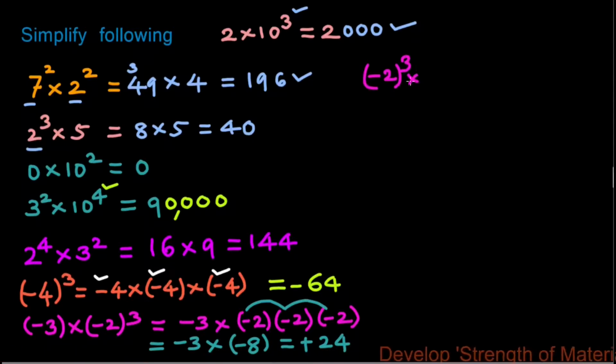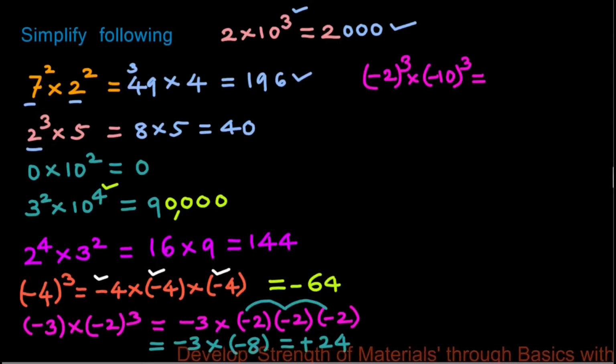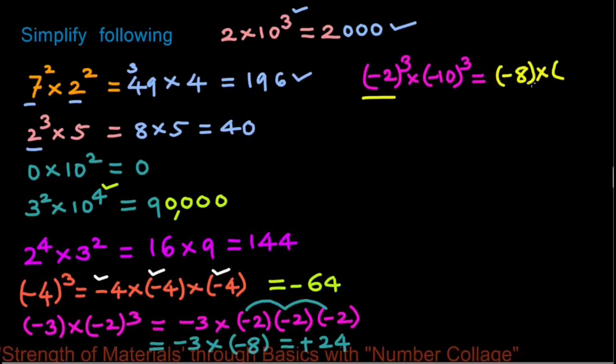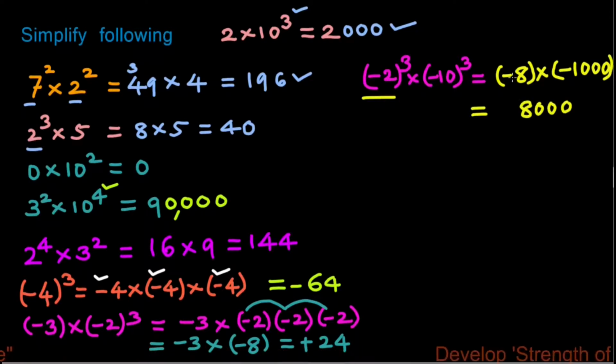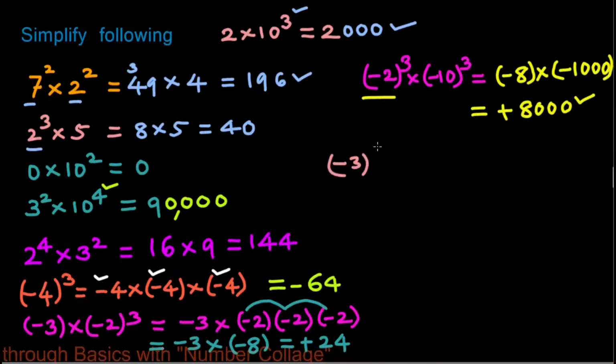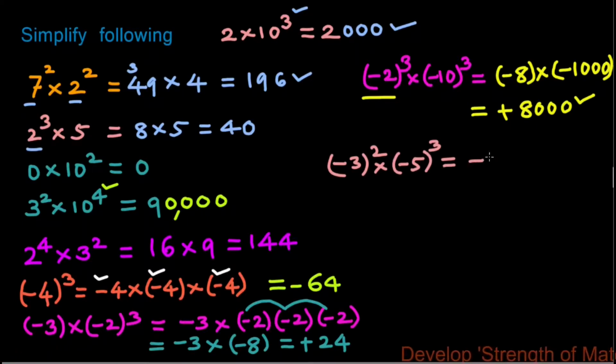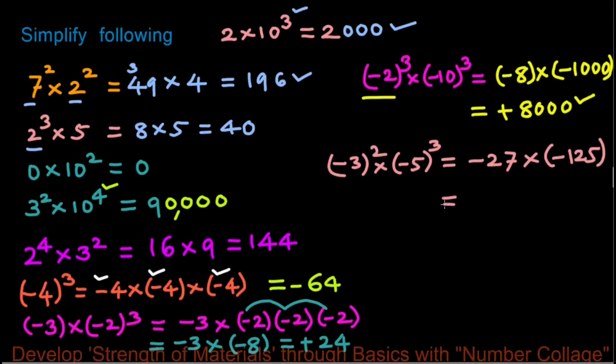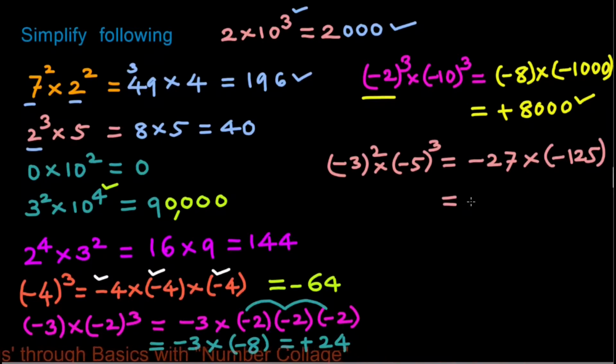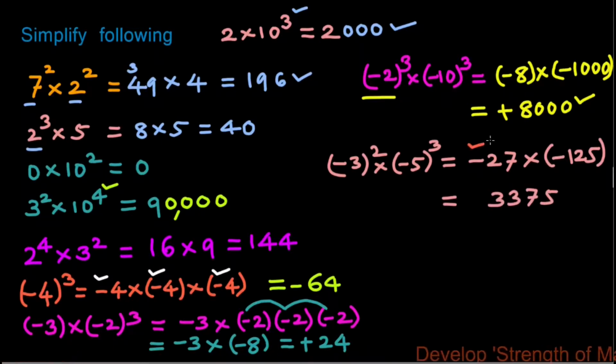Minus 2 cube multiplied by minus 10 cube. Minus 2 cube will be minus 8, and minus 10 cube will be minus 1000. So the product will be 8000, and minus into minus will be plus. So 8000 is the simplified form. Minus 3 squared multiplied by minus 5 cube. Minus 3 squared will be minus 27. Minus 5 cube will be minus 125. 27 multiplied by 125 is 3375, and minus into minus will be plus. So this will be plus 3375, the simplified form.